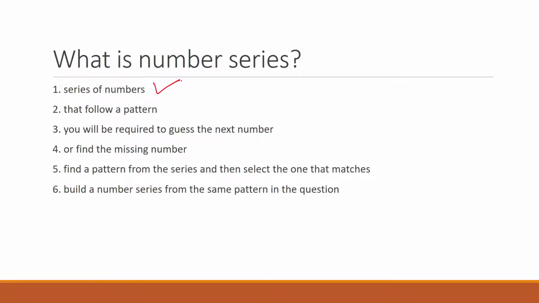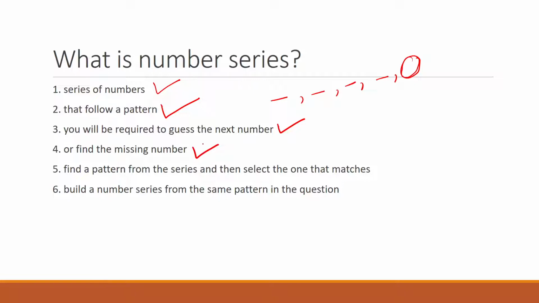These are series of numbers that follow a pattern. These aren't just random numbers that are given to you, they follow a pattern. You'll be required to guess the next number. This is the first type of number series question, where 4 or 5 numbers would be given, and the very next number that follows in the pattern would be asked from you, or you will be finding the missing number.